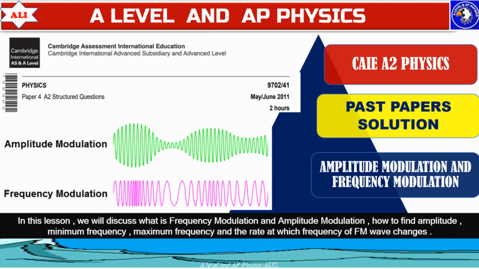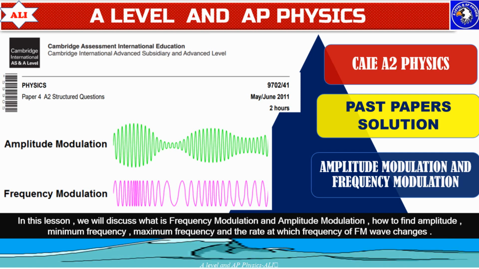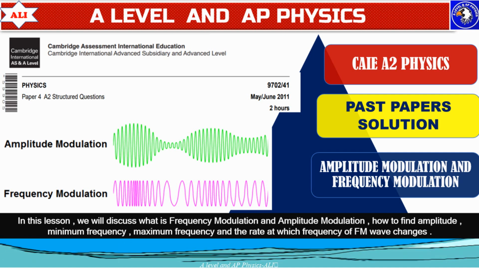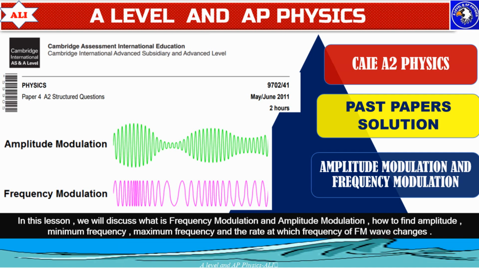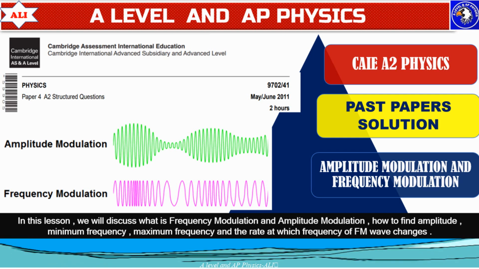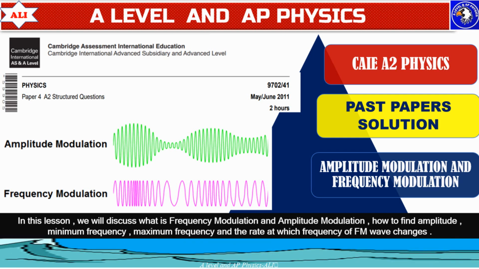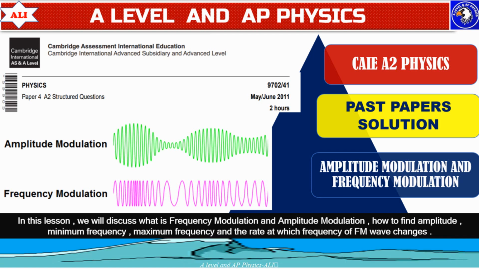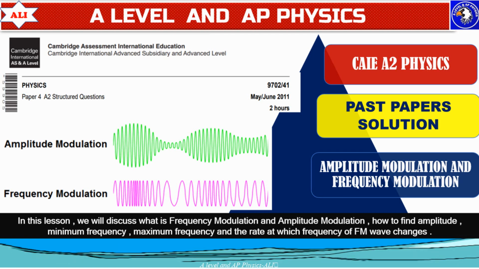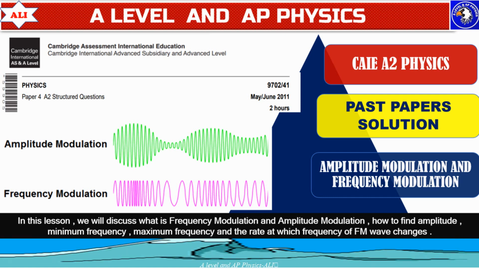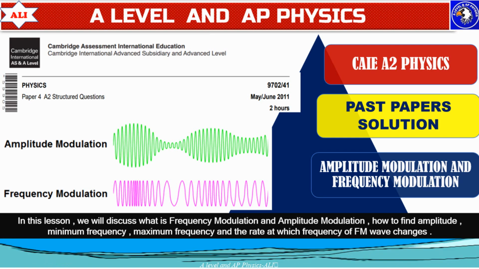In today's class, we will talk about frequency modulation and amplitude modulation from Cambridge A2 Physics. In this video, our main focus will be on frequency modulation. I'll explain how to find amplitude, minimum frequency, maximum frequency, and the rate at which the frequency of an FM wave changes with the help of past paper questions.